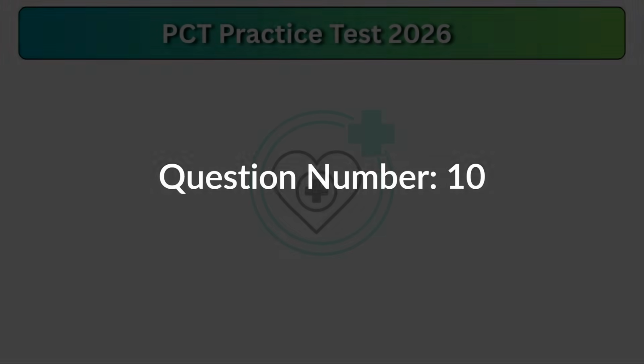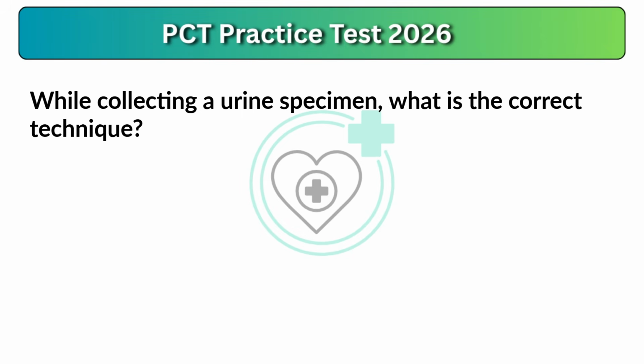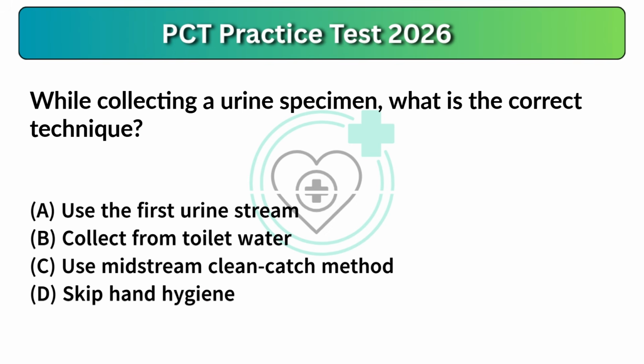Question number 10. While collecting a urine specimen, what is the correct technique? A. Use the first urine stream. B. Collect from toilet water. C. Use midstream clean catch method. D. Skip hand hygiene.